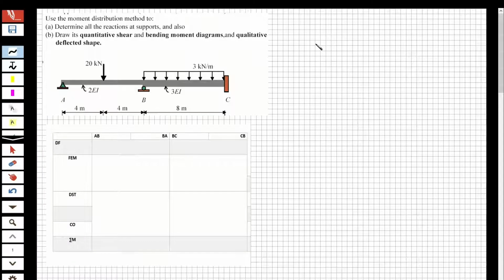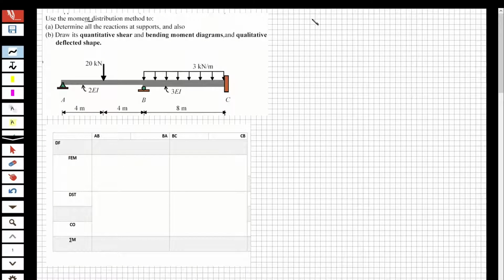In this video we are going to solve a question about structural analysis, and the question will be analyzed using the moment distribution method. We have a beam with 3 supports, and a different modulus of elasticity and inertia ratio, 2 to 3. So let's solve the question.